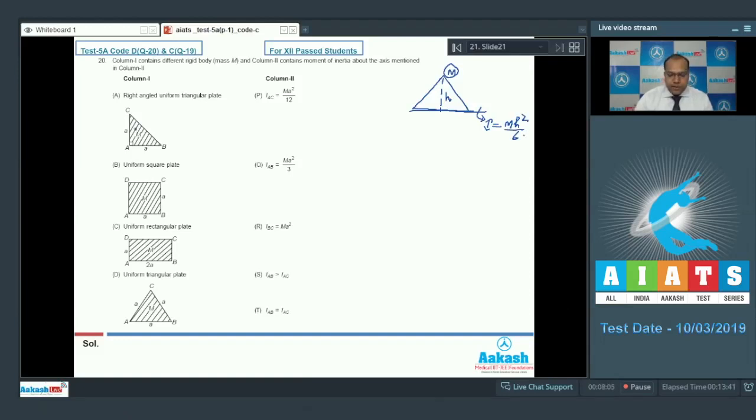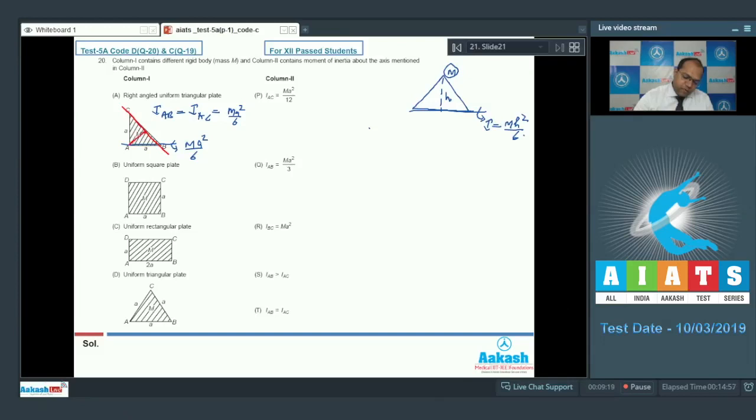So if I use this result in entry A, then the moment of inertia about AB can be written as m into h square by 6. So this is the moment of inertia about AB, which is also equal to about AC. So we can directly see the moment of inertia about AB is equal to the moment of inertia about AC, and that is equal to ma square by 6.